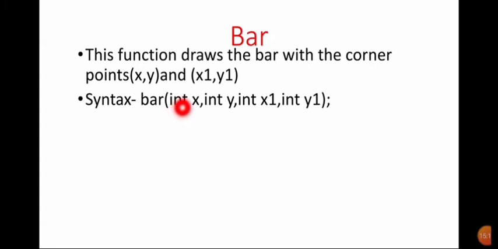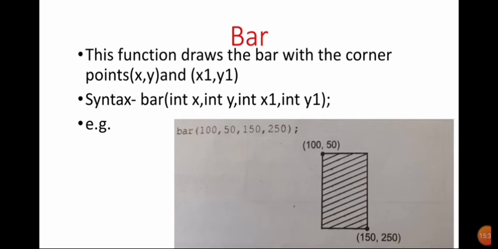See, int x, int y provides you the xy coordinates or xy points, and int x1, int y1 provides you the coordinates of x1 and y1. Get it? For example, see here, this is the example. Integer x, integer y provide the topmost corner, 150. And 150, 250 is the x1, y1 coordinate. We provide the bottom point, and this is a bar which can be drawn on your display by using the function bar.